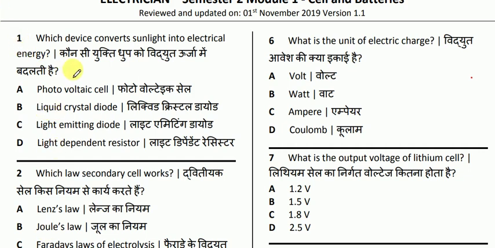First question: which device converts sunlight into electrical energy? There are four options, and the right one is photovoltaic cell. Here LCD, light emitting diode, and light dependent resistors are the options they gave. But in some more questions you will get other points in abbreviations like LCD, LED and LDR.